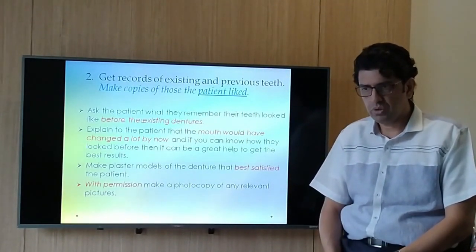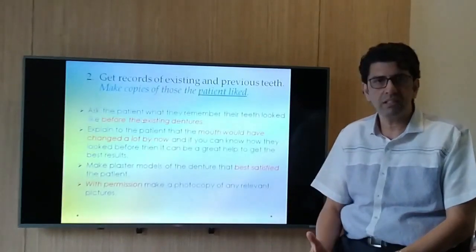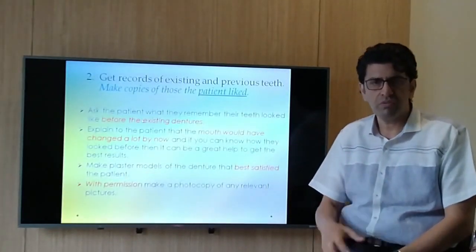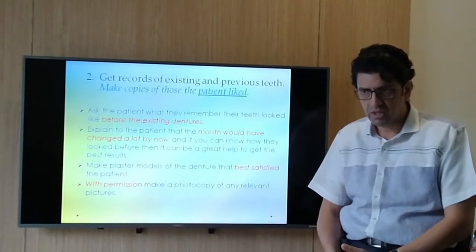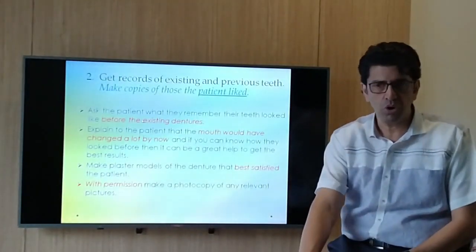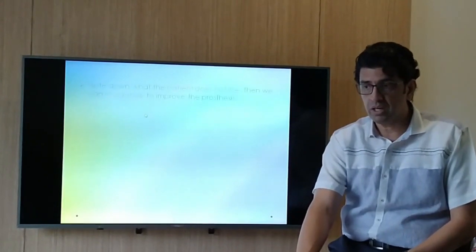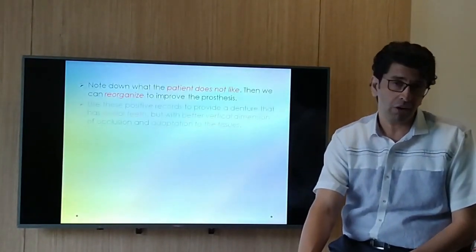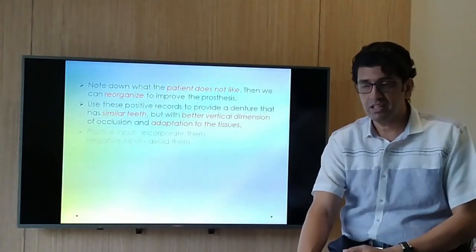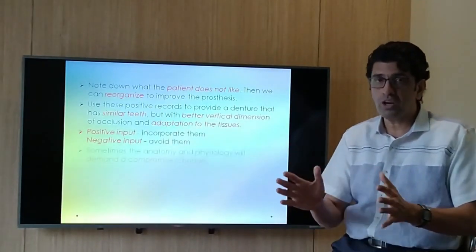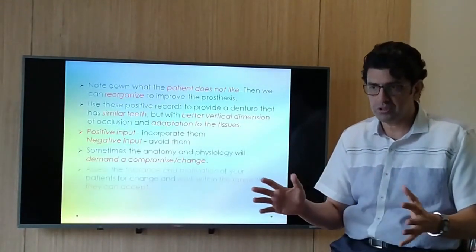You can make plaster models of the denture that best satisfied the patient. That way you have a reference with you all the time. Photocopy whatever relevant pictures you want. You also want to note down what the patient does not like, because the patient doesn't really want to see that. So reorganize your arrangement to avoid those things.